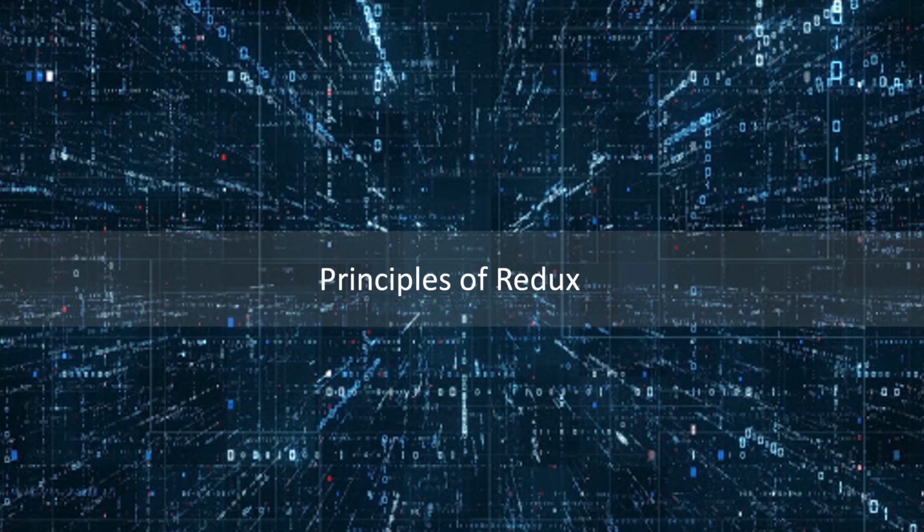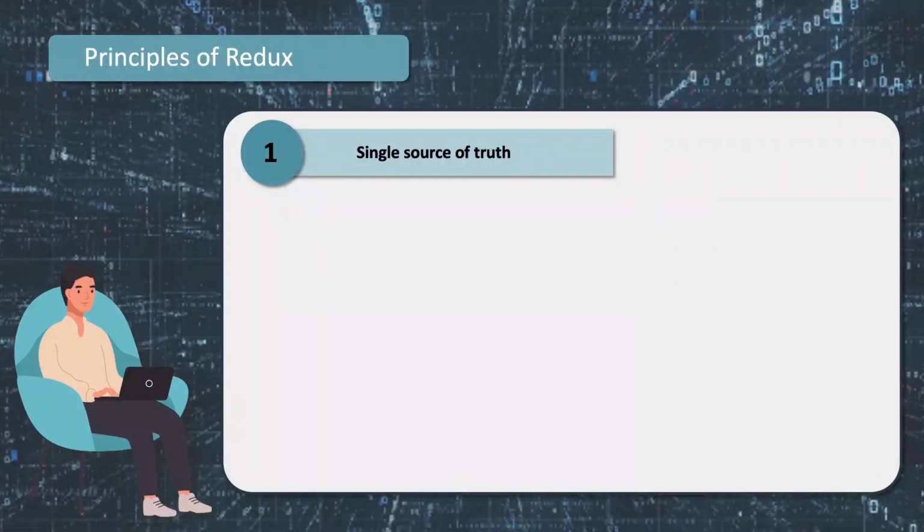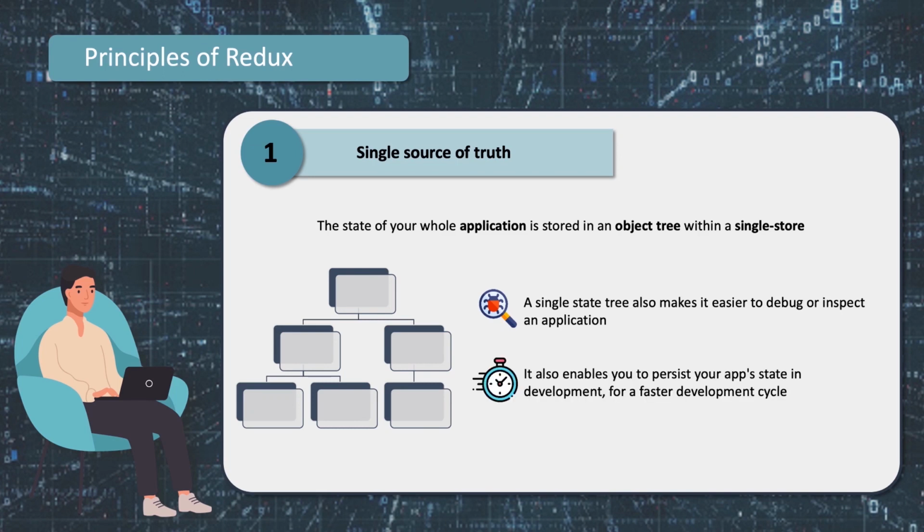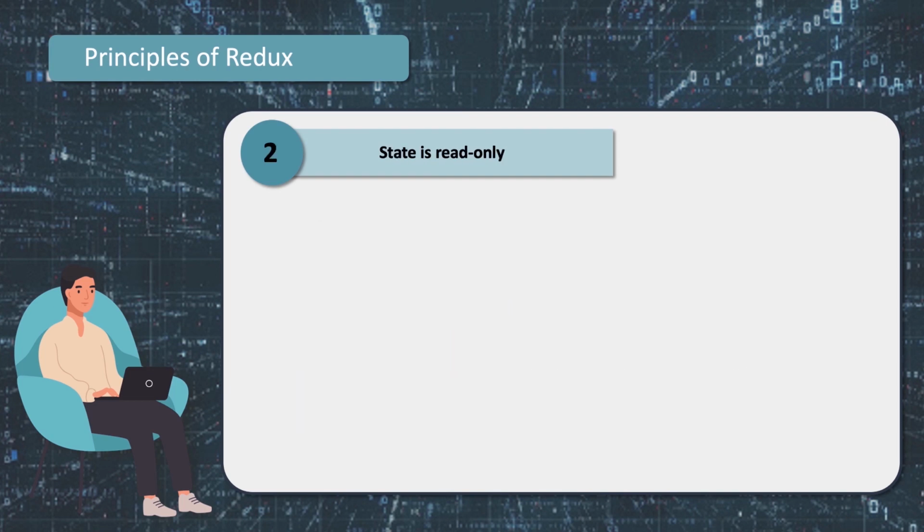There are three key areas I want to focus on. The first one is that Redux provides a single source of truth. And that source of truth is being able to store the state of your whole application in an object tree in a single store. And this makes it easier for you to debug and inspect components of your application. It also enables you to persist your app state for development and improve faster development cycles.